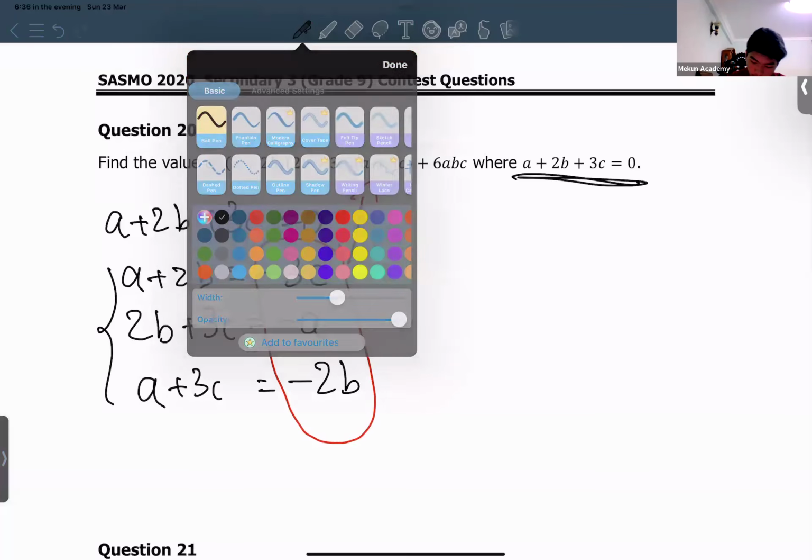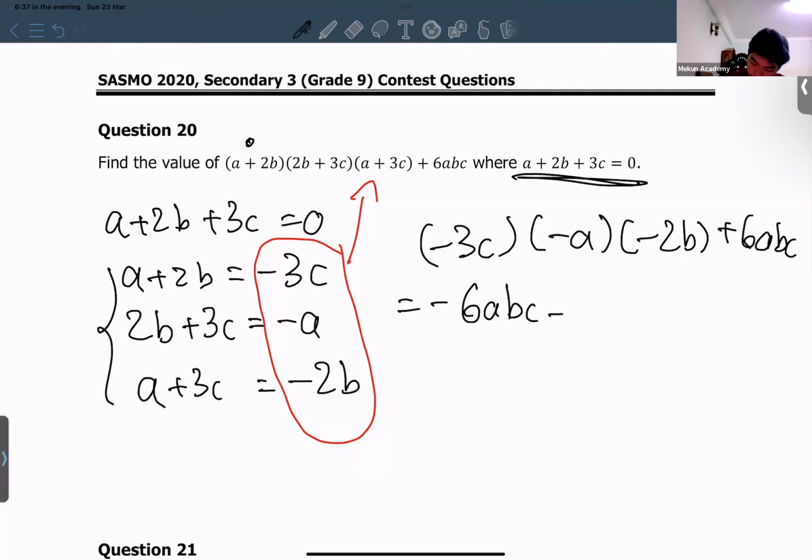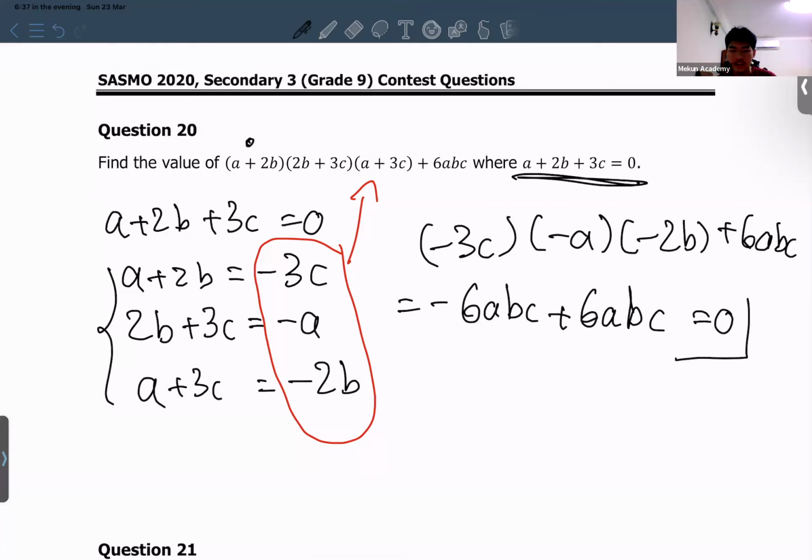So you'll get negative 3c times negative a times negative 2b plus 6abc, which equals negative 6abc plus 6abc equals 0, which is our answer. So is there any questions or any inquiries, anyone who needs this answered? Who doesn't understand? If no, we can move on.